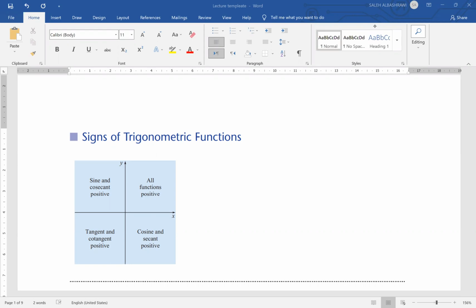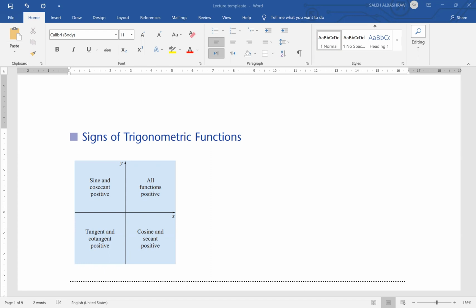This is the second part. In the first part, we spoke about how to find the six trigonometric functions for any angle. It does not need to be an acute angle. It can be more than 90 degrees. And we spoke about the quadrantal angles, which are 0, 90, 180, and 270. In this part, we are going to speak about the signs of the trigonometric functions.